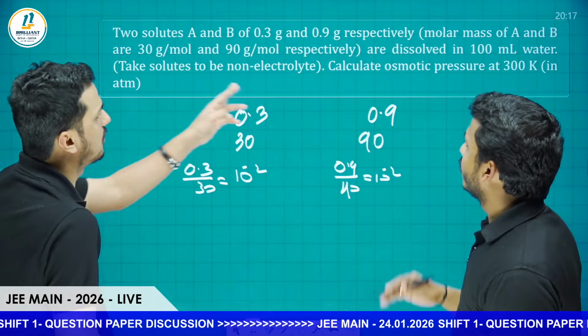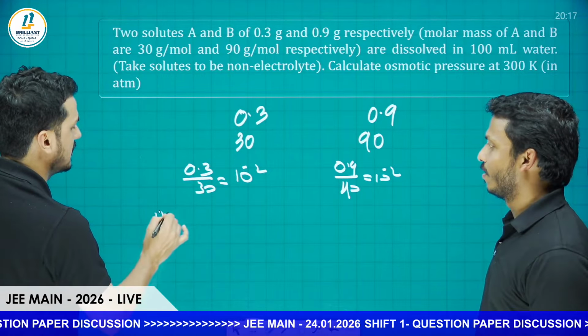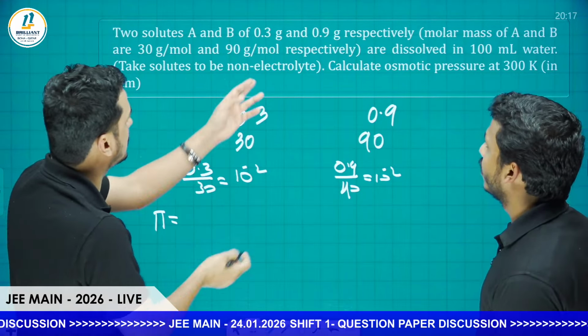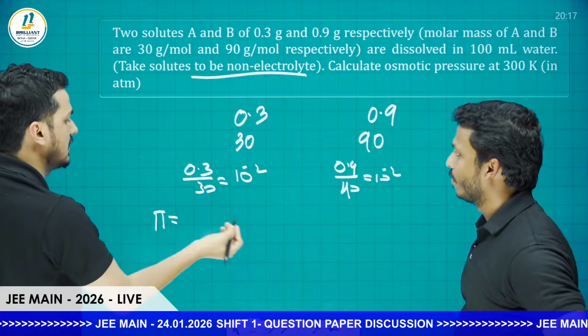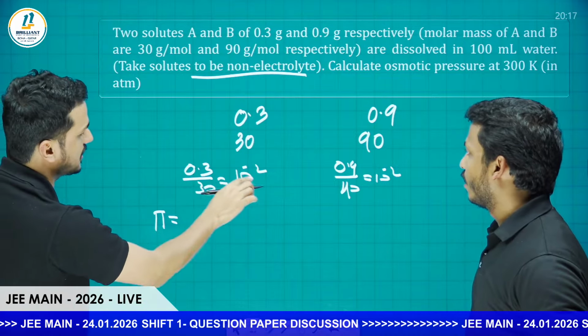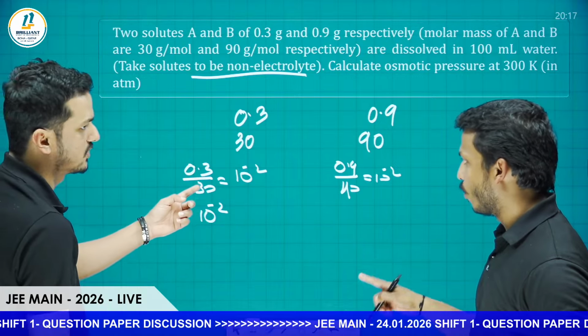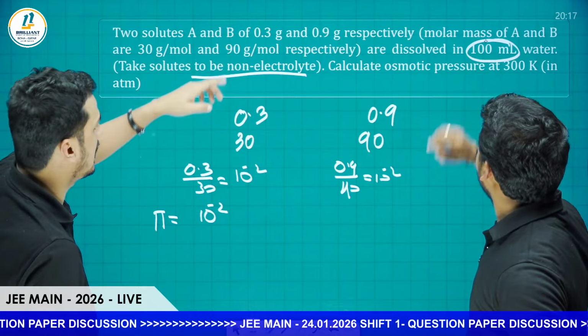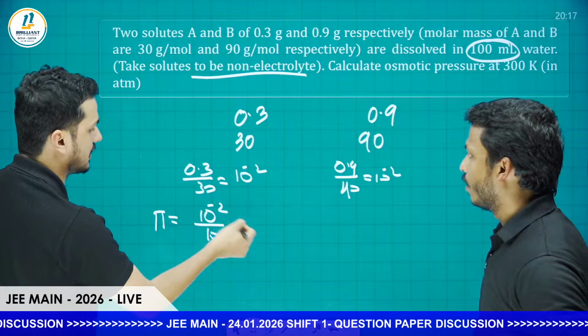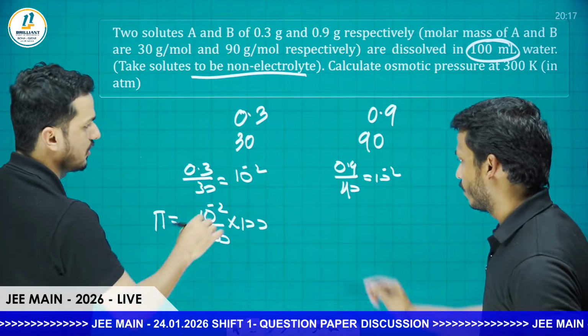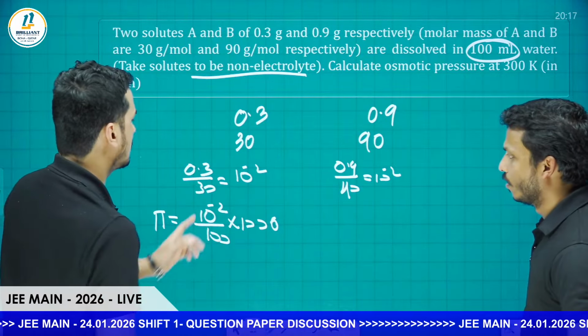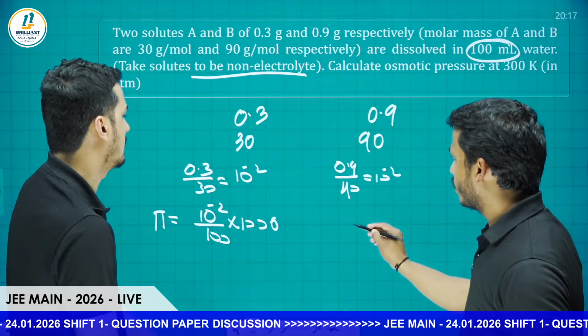They are asking us to find out the osmotic pressure. So pi is equal to CRT. I is not required because both are non-electrolytes. CRT means concentration: 10 raised to minus 2 is the number of moles. We have to divide with the volume, 100 ml, and we have to make it to liter, so that's 1000. This one also the same situation.